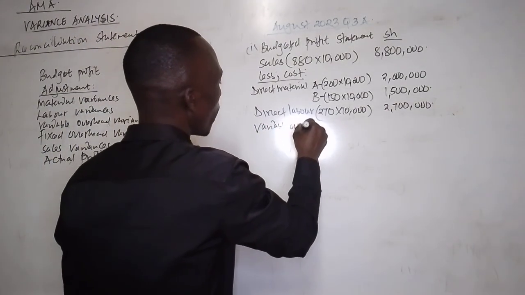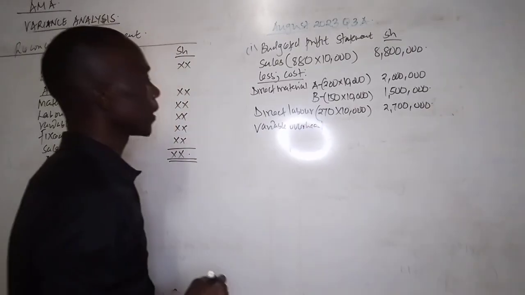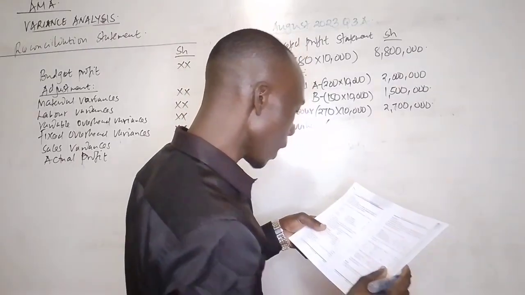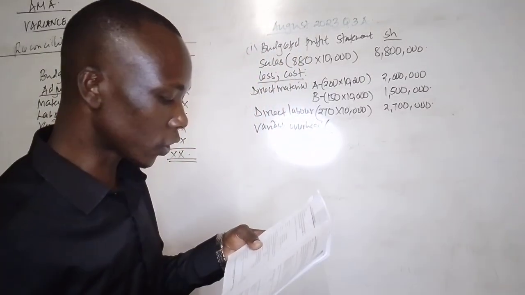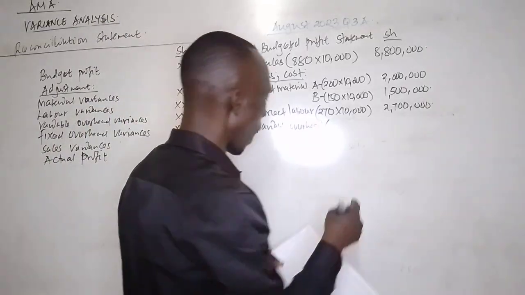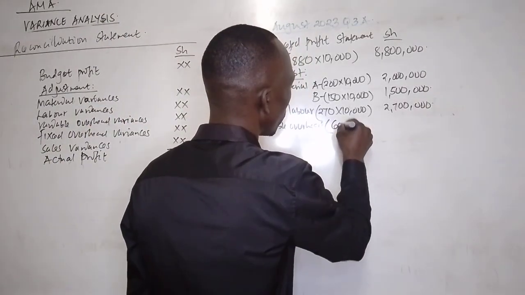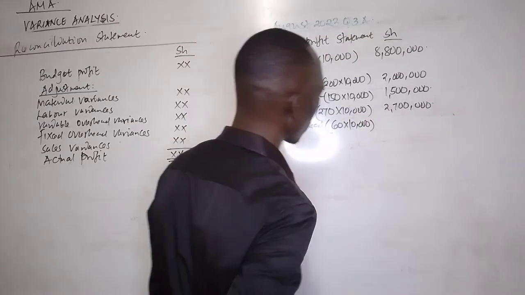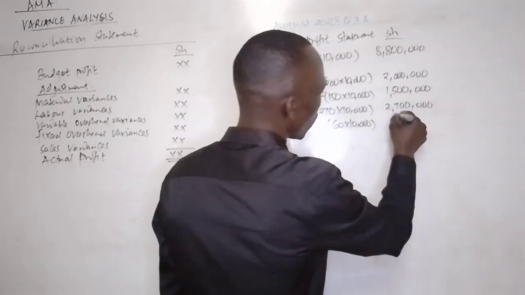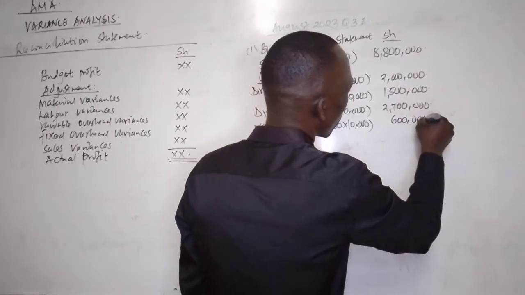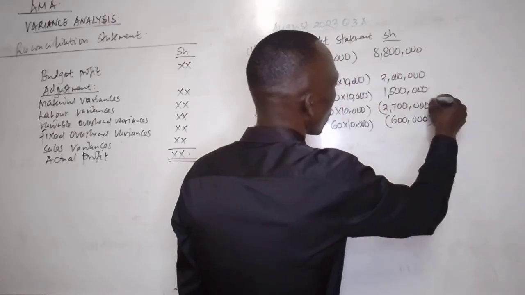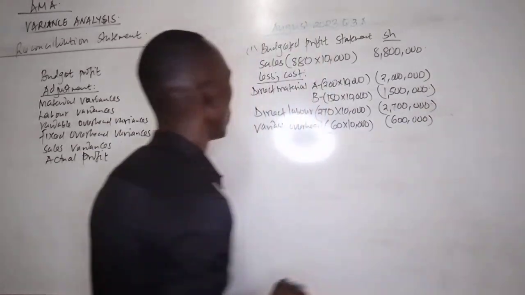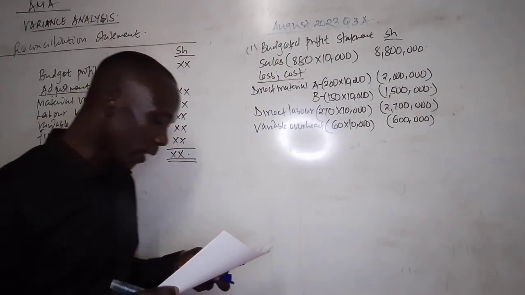Then once we are done with that, we go to variable overhead. Per unit, they are saying 3 hours at shillings 20 per direct labor hour. So the total is 60, then we multiply by 10,000. It will give us 600,000. Remember, these are the costs. We are supposed to raise these costs for us to arrive at a profit or loss.